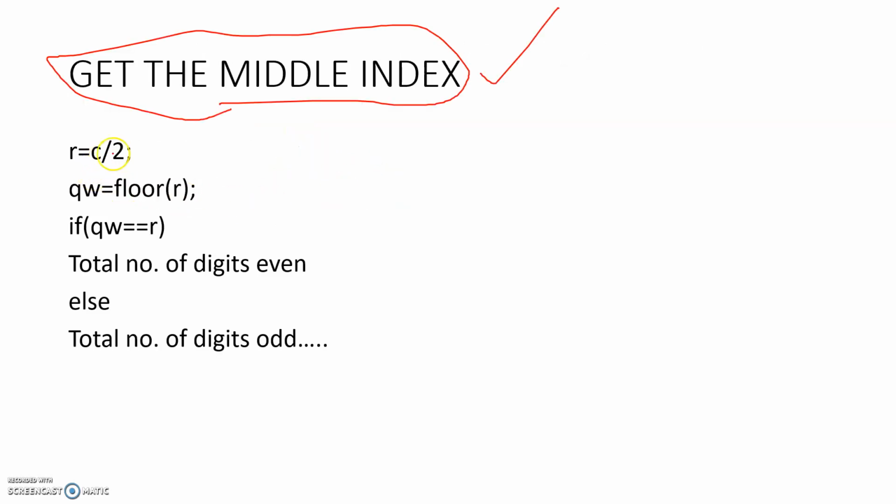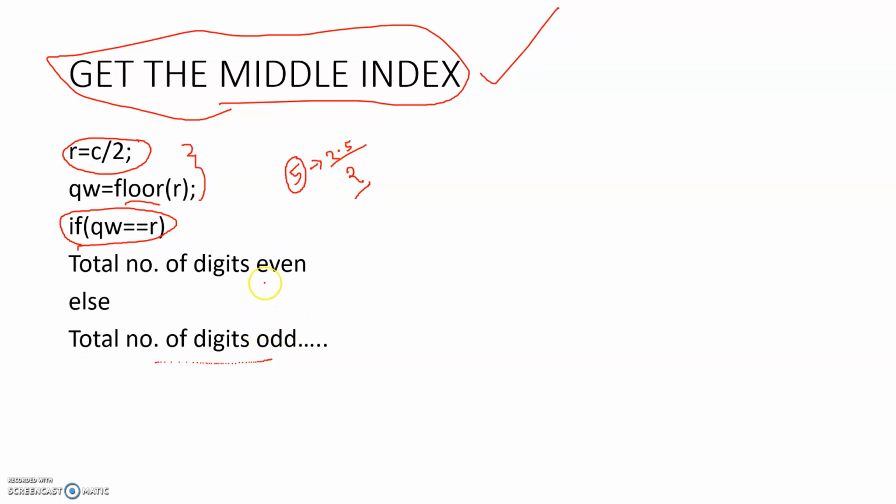So what I have done, r equal to c by 2, because already in the c variable what is stored? Total number of digits present in the input number, right? So we are calculating c by 2 and q equal to floor of r. Okay, so basically suppose it is a 5-digit number, then r will contain 2.5, right, and q will contain 2. Okay, so if q equal to r, that is, after performing these two lines or these two executions, if q equal to r, total number of digits are even. Like see here, total number of digits are 5, then r equal to 2.5 and q equal to 2. So these two are not the same, so the total number of digits are odd. Okay, so this is important.